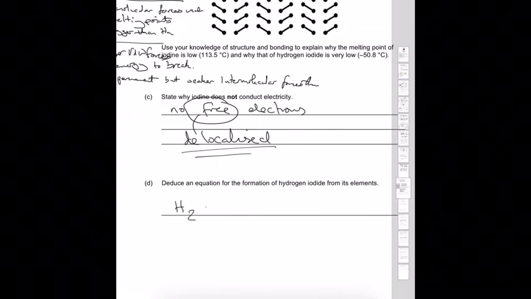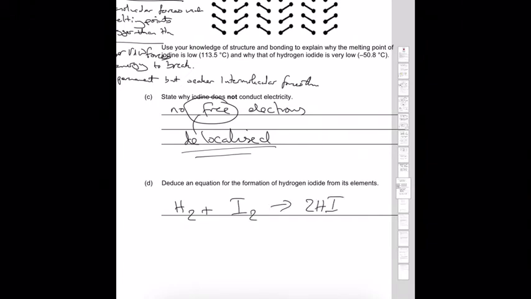Right, deduce the equation for the formation of hydrogen iodide from its elements. Well, hydrogen iodide is made from hydrogen and iodine. You can have the multiple of hydrogen iodide, or you could have halves. So you could have done half H2, half I2, goes to one lot of HI. Like that.